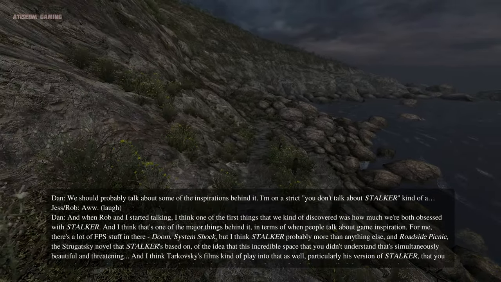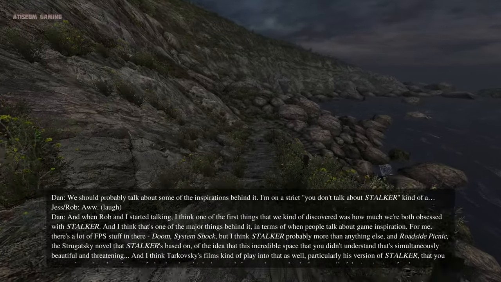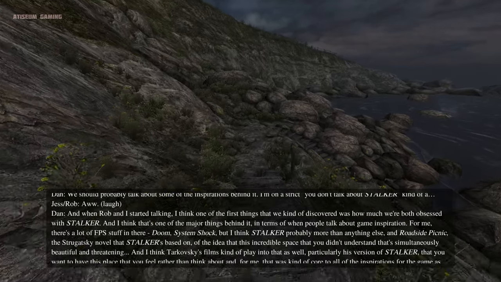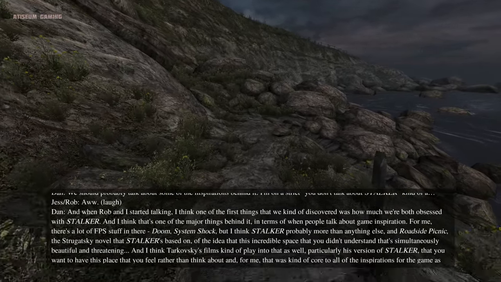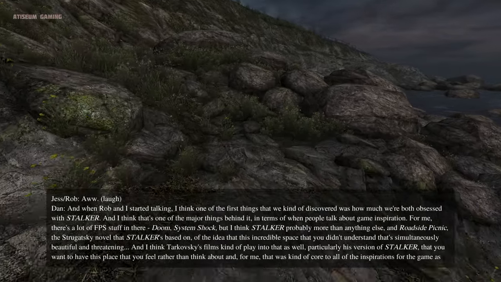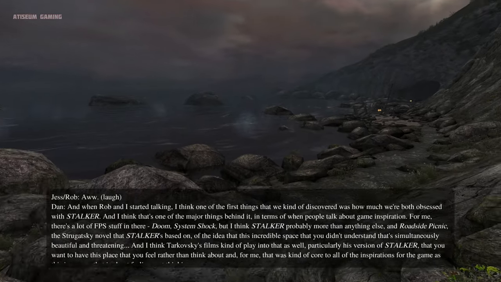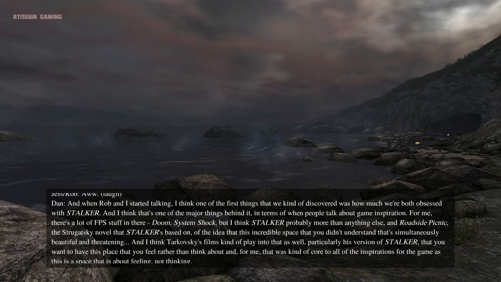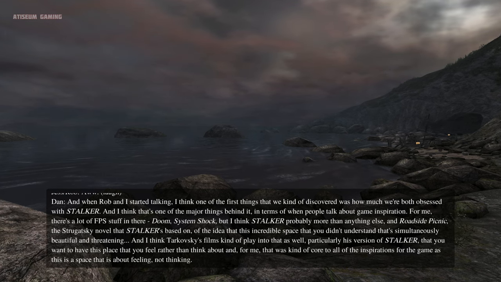We should probably talk about some of the inspirations behind it. I'm on a strict you-don't-talk-about-Stalker kind of thing going on here. But when Rob and I started talking, one of the first things we discovered was how much we're both obsessed with Stalker. I think that was one of the major things behind it. For me, there's a lot of FPS stuff in there, Doom, System Shock, but Stalker probably more than anything else.